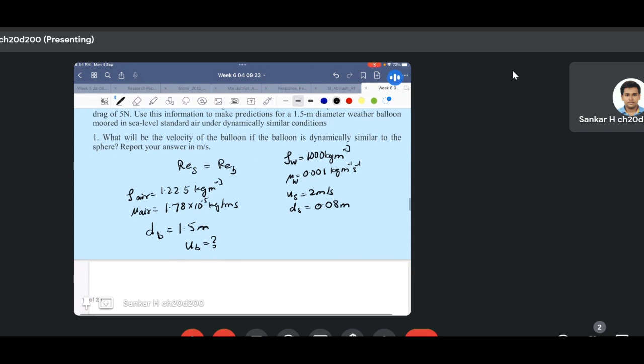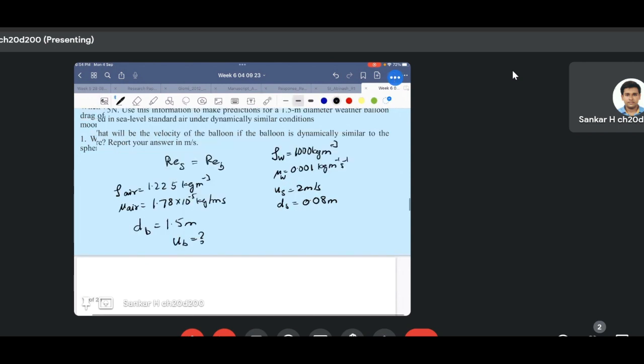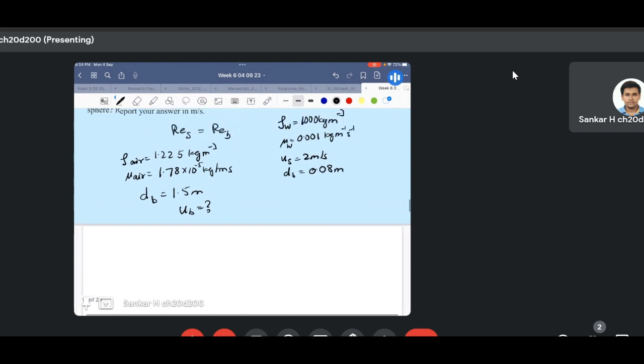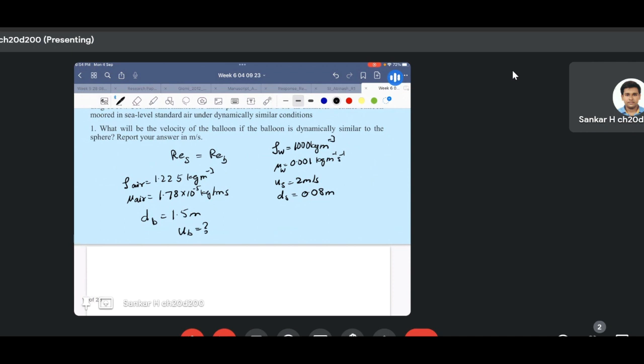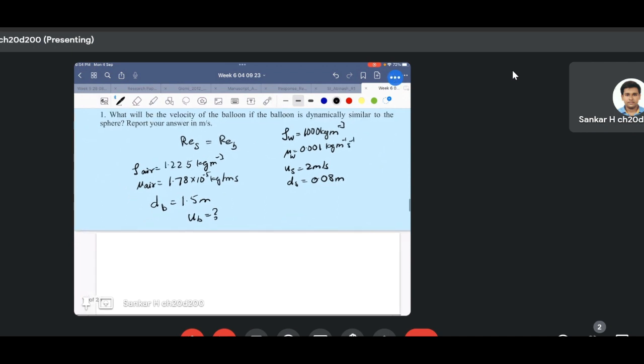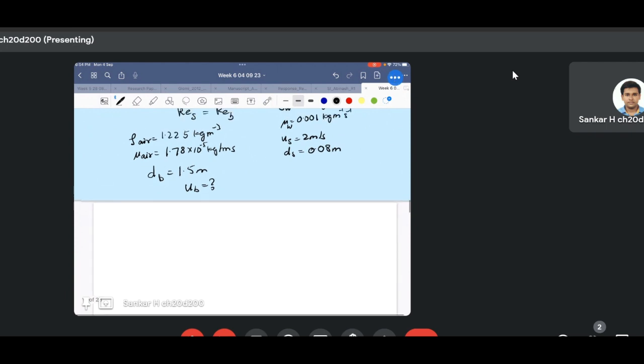What is not actually given directly in the question is the density and viscosity of water and the density and viscosity of sea level standard air. That we need to find out either from Google or any other handbook, or Perry's handbook can be used here. But we can just Google it out in this day and age.